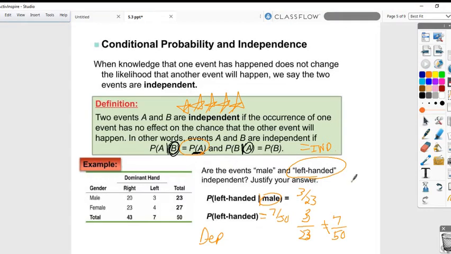Okay, so let's do the other one. Let's do it the other way. It doesn't matter which one you choose. So I'm going to pick male. I'm going to find the probability of male and see if that is equal to the probability of male again given left-handed. So pick one, pick it again given the other one to see if the two are equal to each other. Okay, so males: I have 23 out of 50 males.